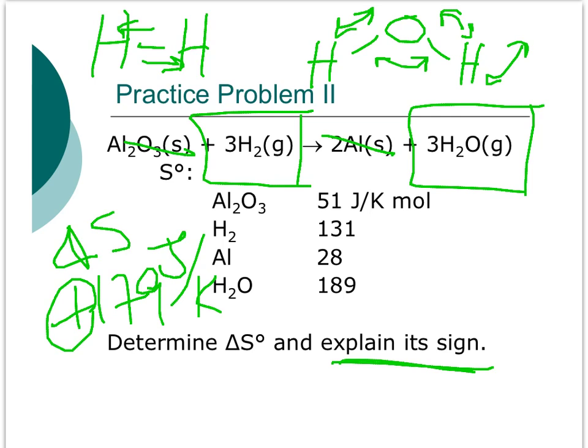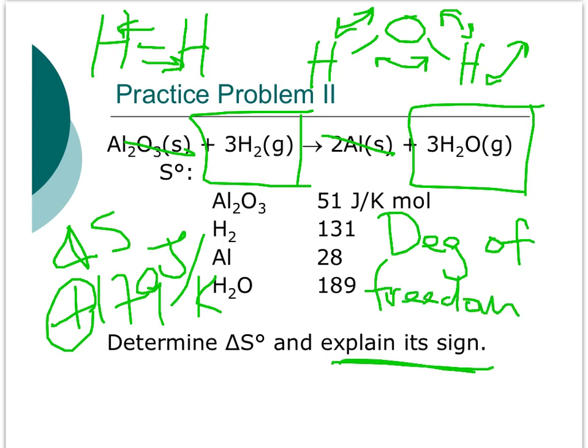The fancy term for more ways to move is called degrees of freedom. Sounds like a political term, I guess. And water has more degrees of freedom. It has more ways to wiggle and jiggle. In terms of energy, it has more ways to sort its energy. So if we have more ways to distribute a molecule's energy, then it's going to have greater entropy. And we see that in the standard entropies, 189 for water and 131 for hydrogen.